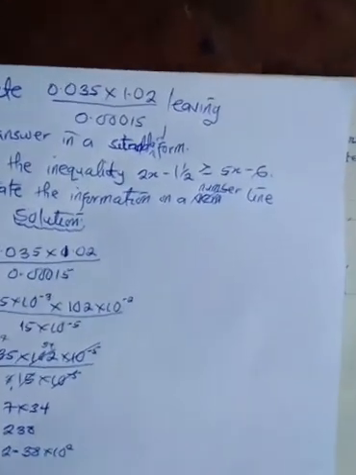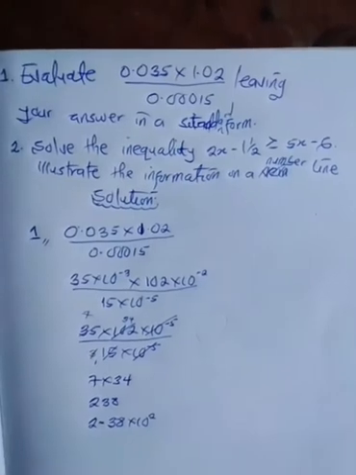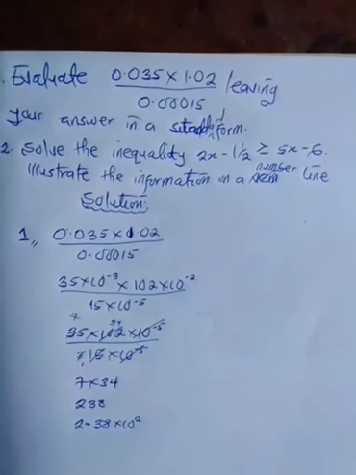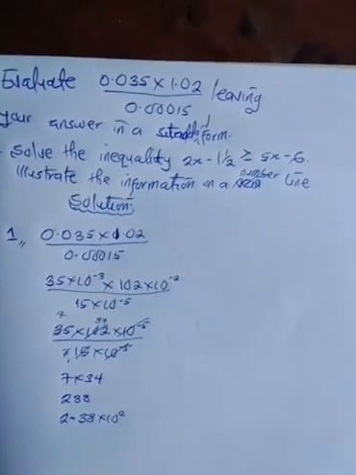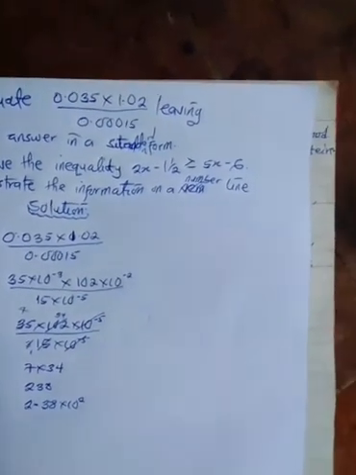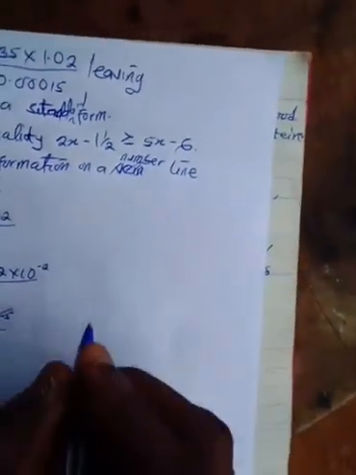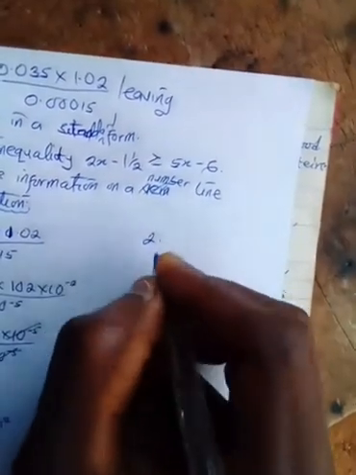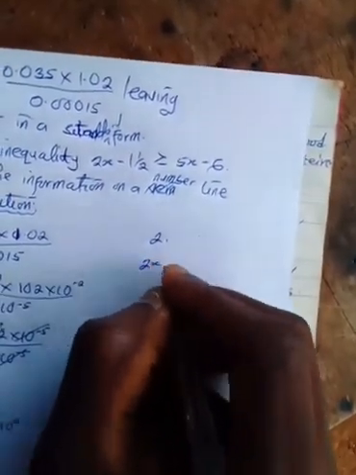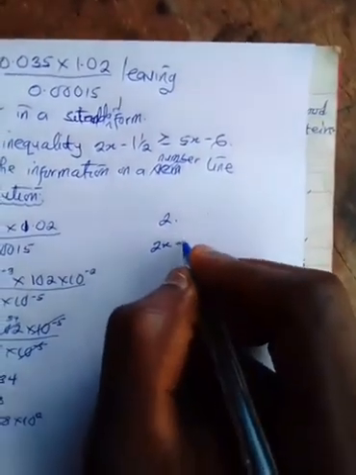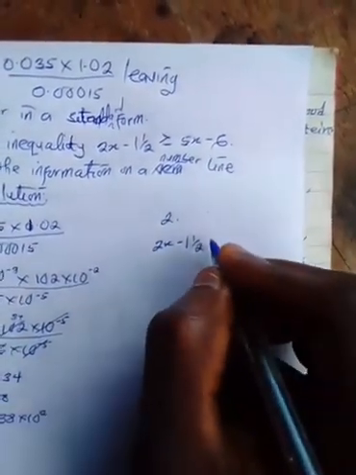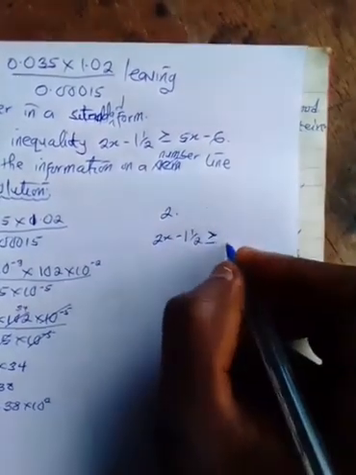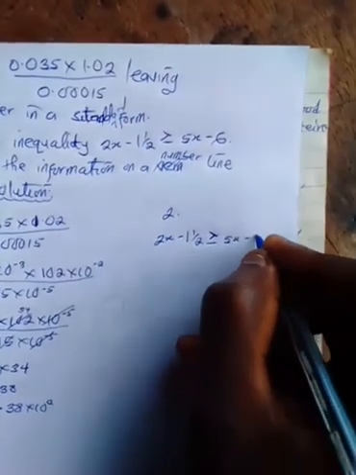Moving to question 2, it says solve the inequality 2s minus 1 whole over 2, greater than or equal to 5s minus 6, and illustrate the information on a number line. So I have my question 2 here: 2s minus 1 whole over 2, which is greater than or equal to 5s minus 6.